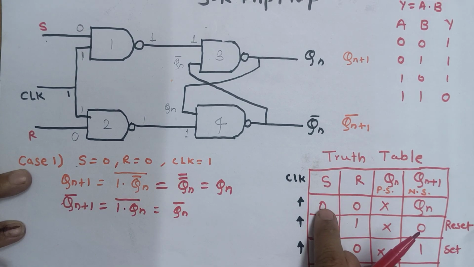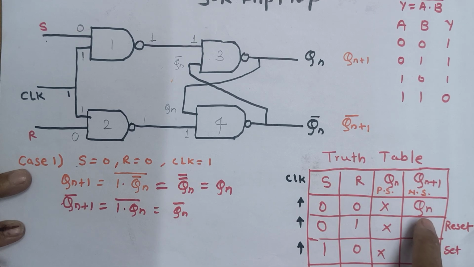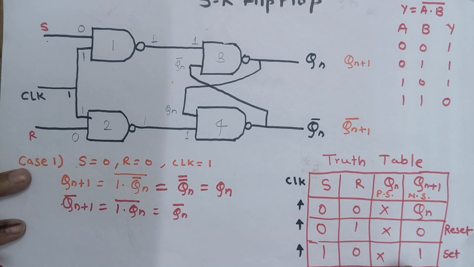So here in the truth table, if S is equal to 0 and R is equal to 0, the next state output will be the same as the previous state. Okay, so all of you got it.